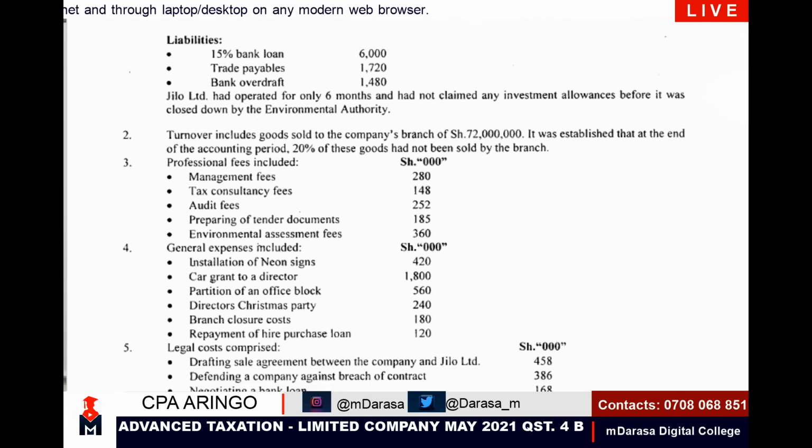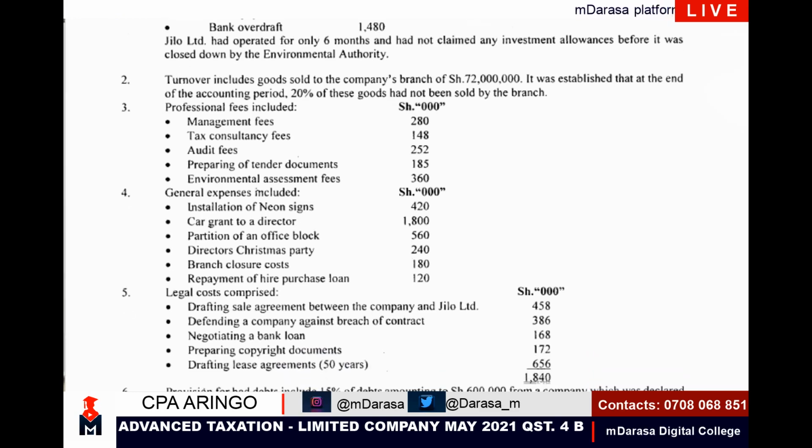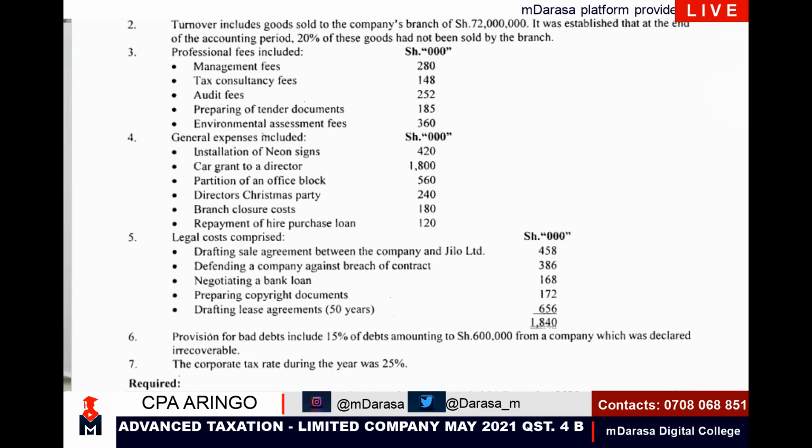Directors' Christmas party, of course you know very well that is partly private, so take it as non-allowable expense. Branch closure costs. At any given point, whenever you do have branch closure costs, in this case, you're going to take it as allowable expense. Repayment of hire purchase loan. These are loans that I'm paying, and being a loan that we are paying, we are going to take it as non-allowable if at all it was included in our expenses in our statement.